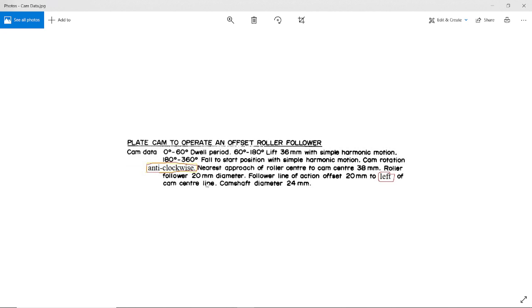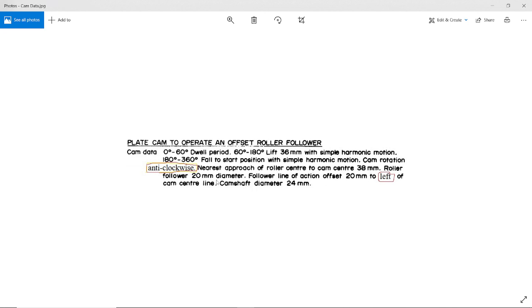So if the cam is rotating anti-clockwise, whatever follower is present, whether the knife edge follower, the flat follower, or the roller follower, will be moving in a clockwise motion, since the cam is anti-clockwise. If the cam is clockwise, then the follower will be anti-clockwise. Now, the nearest approach of the roller center to the cam center is 38 millimeter.